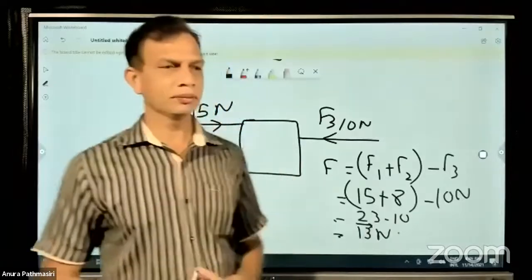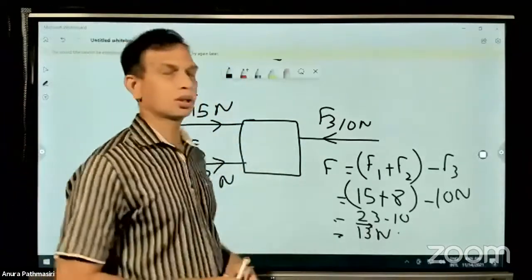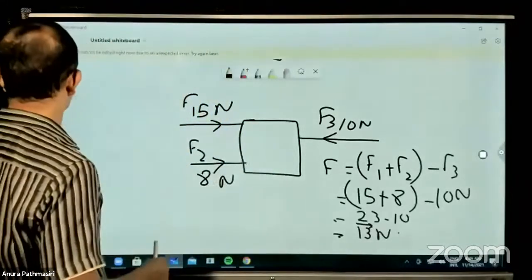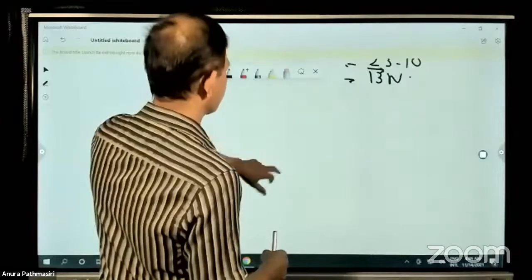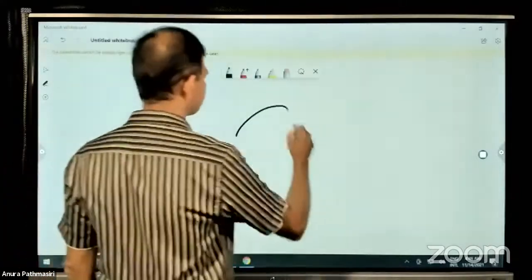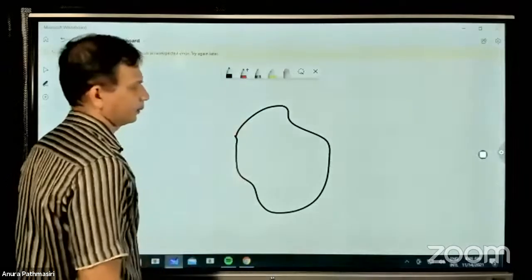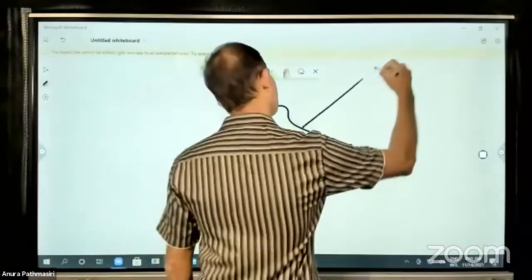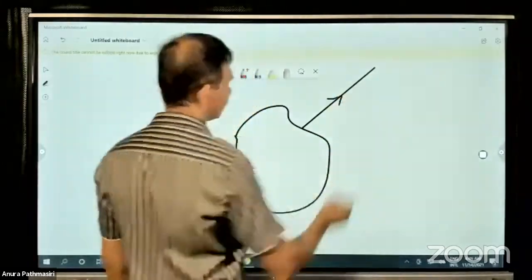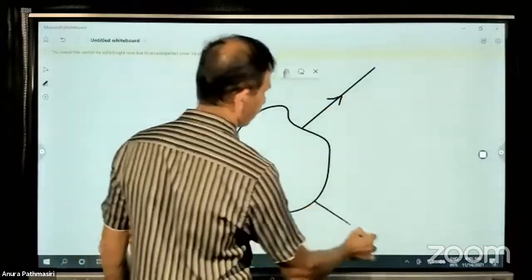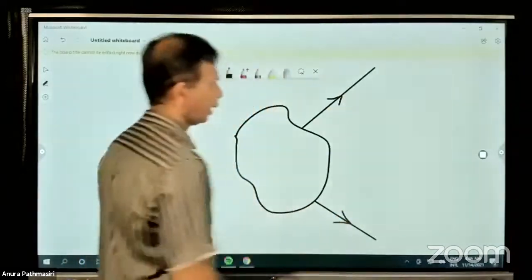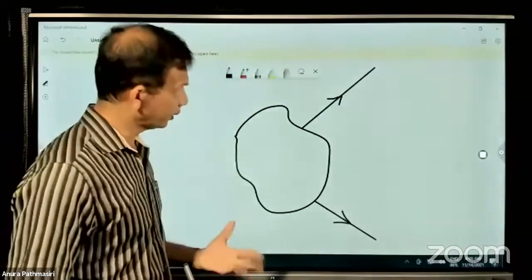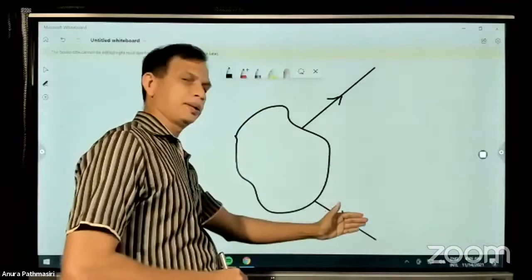And the third one, the final one you have to study, is non-collinear forces. What do you mean by non-collinear forces? There is an object, right? The forces are applied, but they are not acting in the same line of action. They are coplanar, that means acting in the same plane.